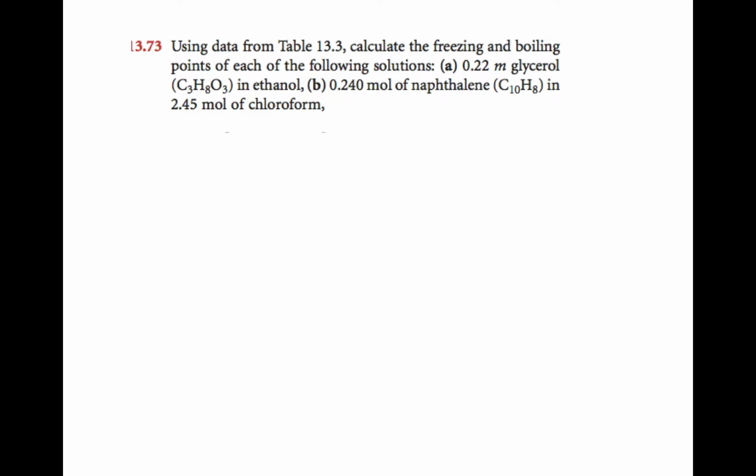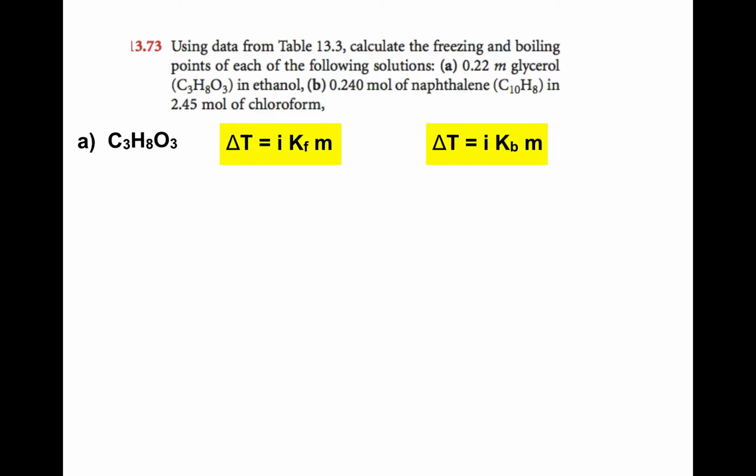73. Using the data in table 13.3, calculate the freezing point and boiling point of each of the following solutions: A, 0.22 mole glycerol in ethanol, and B, 0.24 moles of naphthalene in 2.45 moles of chloroform. So for A, we're using delta T is equal to i times the freezing point constant times the molality. Delta T is equal to i times the boiling point constant times molality, right? So freezing point depression, boiling point elevation. They gave me the molality of the solution.